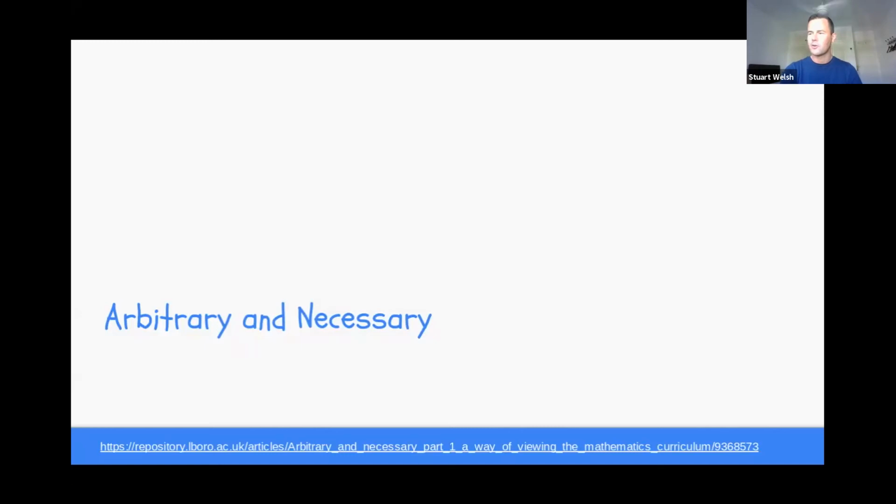Examples of arbitrary content would be the names of shapes, for example, squares, rhombus, etc. Now, there are possibly some reasons why we've chosen triangle to do with language, but really it's just random. We could have called them anything. It doesn't really matter. A square doesn't have to be called a square. Also, things like the symbols that we use for addition and subtraction. Again, there may be some little ideas, but it's not something that we can work out. It's not a necessary result of maths.